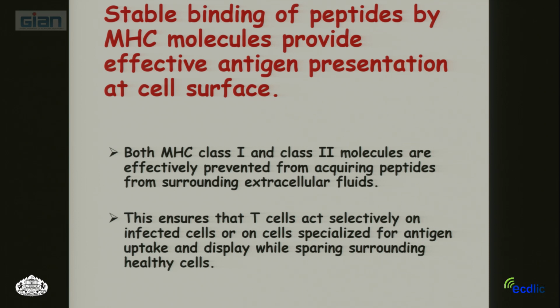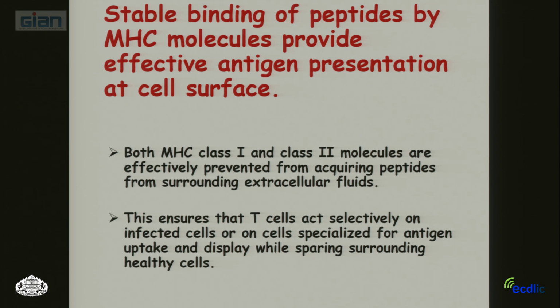Stable binding of peptide to MHC molecule provides effective antigen presentation at the cell surface. Both MHC class 1 and class 2 molecules are effectively prevented from acquiring peptides from the surrounding extracellular fluid. This is a unique feature which prevents abnormal activation, because these MHC molecules cannot just pick up antigens from everywhere. They have to present only those antigens which get processed through the intracellular processing machinery, which is a very defined process if you go and look into it. So they are incapable of acquiring peptides or antigen from the surrounding extracellular fluid.